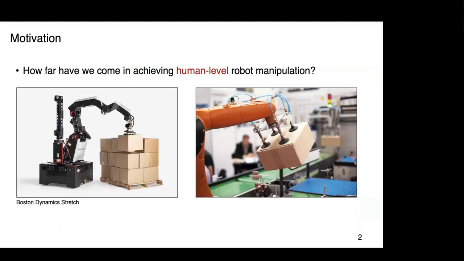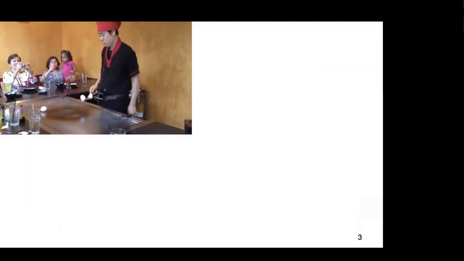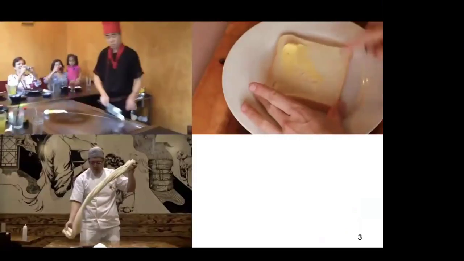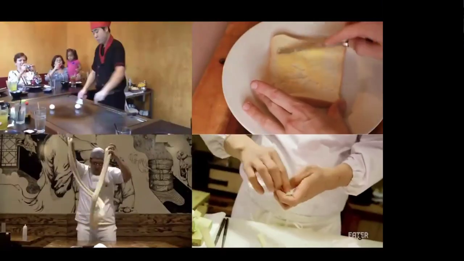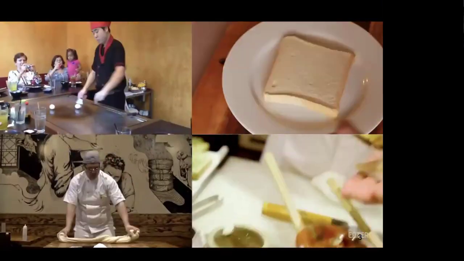with the environment. Here are some typical examples people currently deploy in industry, where the robots typically focus on relatively simple pick-and-place tasks for objects with relatively simple shapes. But we humans can do much more than that. We can crack eggs, spread butter on a piece of bread, make dough, and make sushi.